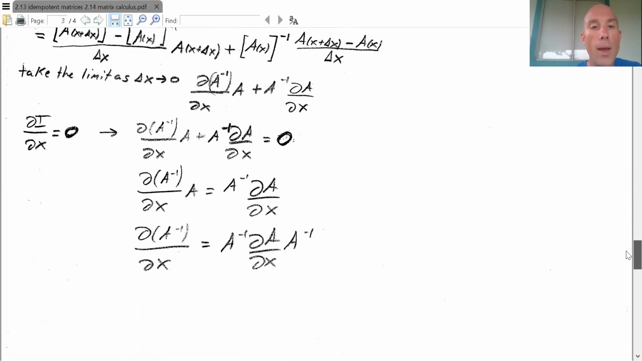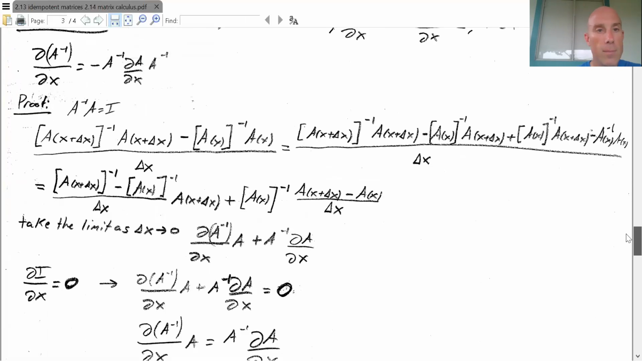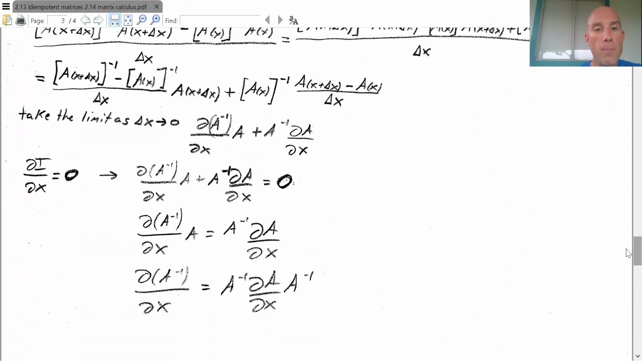Okay. Well, I'll go ahead and move part of it over. Oh, I dropped a negative sign. There should be a negative sign right here. In your notes, put a negative sign. All right, so now I see that I've got the derivative of A inverse with respect to x times A is equal to negative A inverse times the derivative of A with respect to x. Well, can I get this derivative by itself? Yes, I just multiply both sides by the inverse, and there should be a negative sign right there. And boom, we've got it.